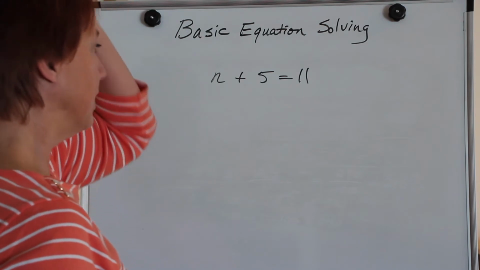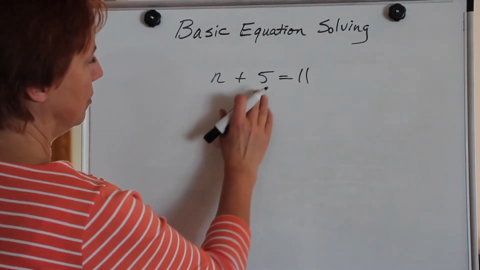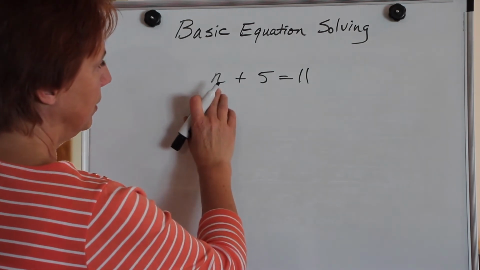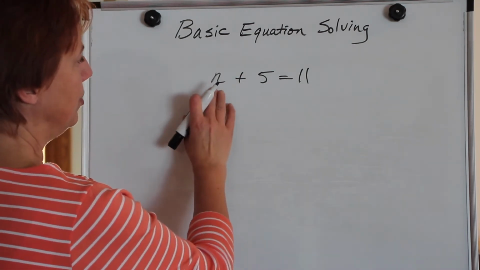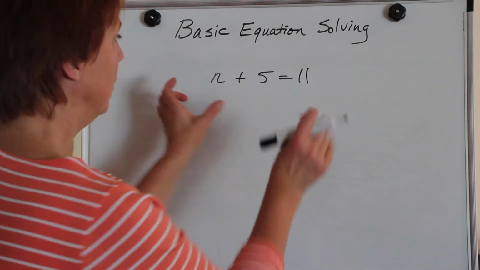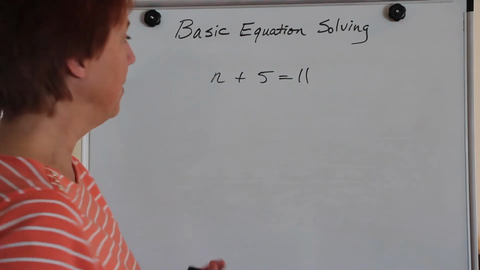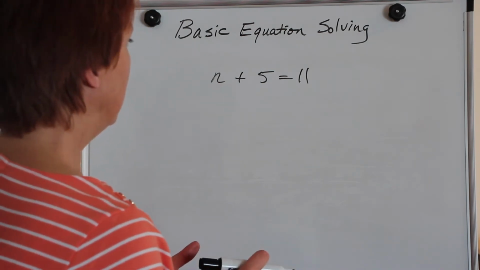In grade 9 and grade 8, junior high, they have you writing things like this. So, what we're looking for when we're solving an equation is the value that n needs to be in order for the two sides to be equal. Okay, that's where we get the word equation from. So how do we do that?